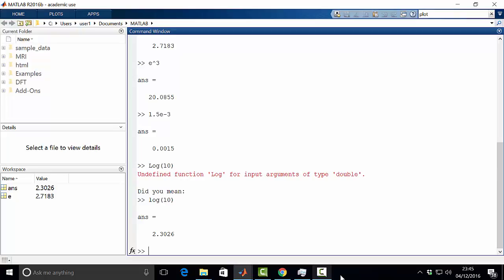You might be surprised at this result because most scientific calculators use log to denote the logarithm in base 10, so log 10 should be equal to 1. But in MATLAB, the log function gives the natural logarithm, which is the logarithm in base e. You might find this unusual, but it's common to most programming languages. If you want the logarithm in base 10, you can use the log 10 function.